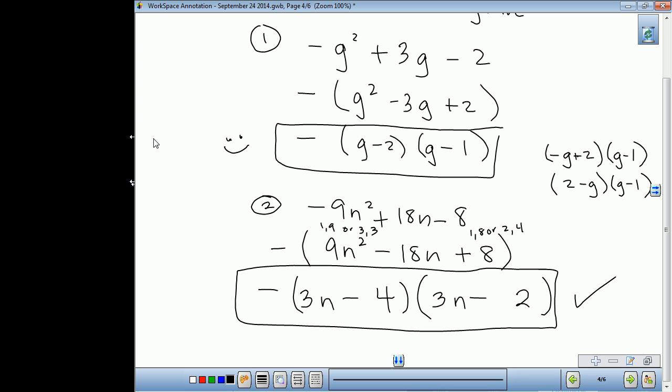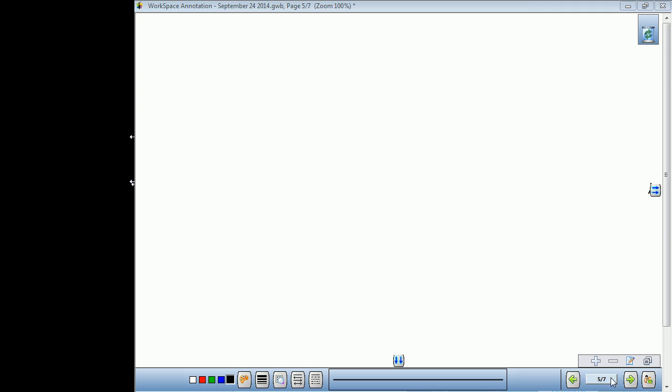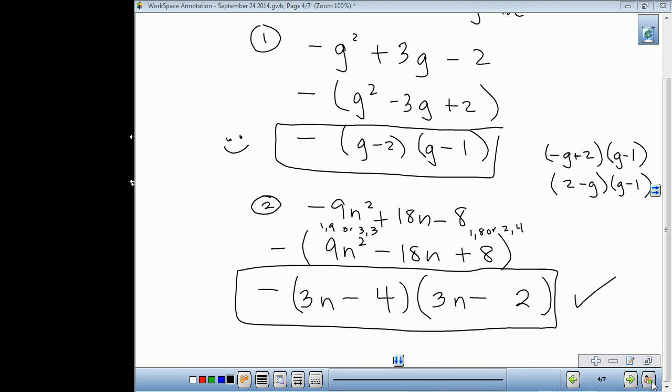So you said up there you would change it to 2 minus g, why wouldn't you change it here? Oh, it's not negative 3. Never mind. But 6n minus 12n isn't right. A negative 12n and a negative 6n is negative 18n.